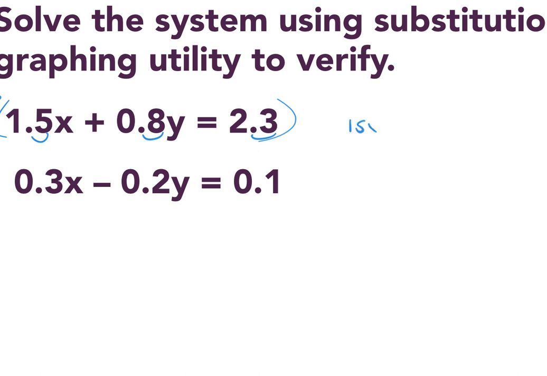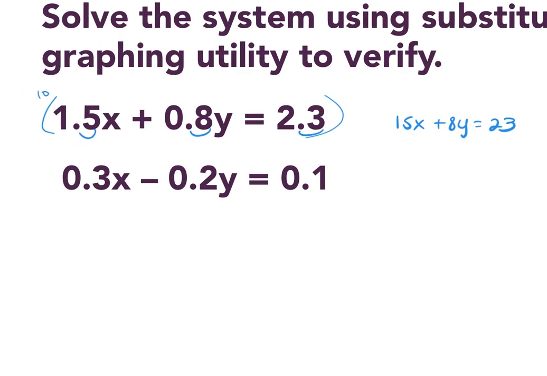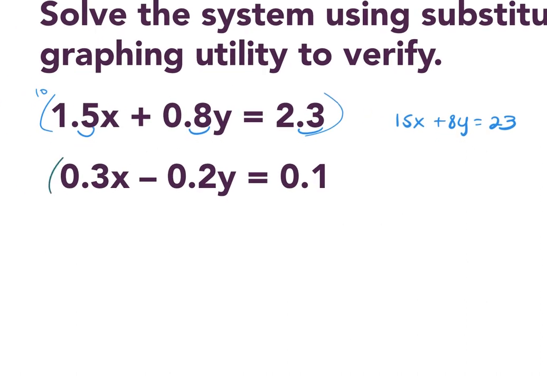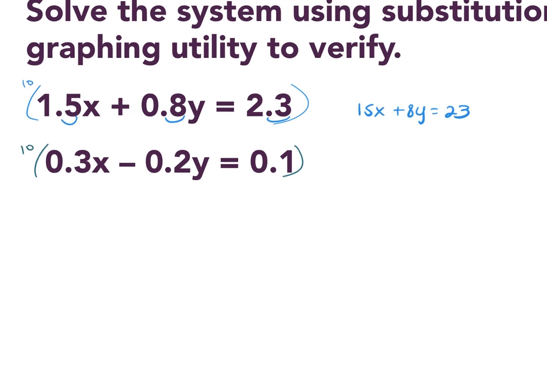I get 15x plus 8y equals 23. And same in the bottom, I only need to move it once, so I also multiply by 10. And I get 3x minus 2y equals 1. Now I've got to isolate. To isolate, I need to move around one of these equations so that it solves for x or for y. None of them are already by themselves.